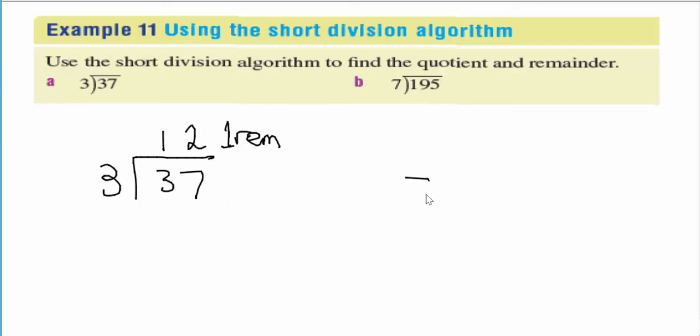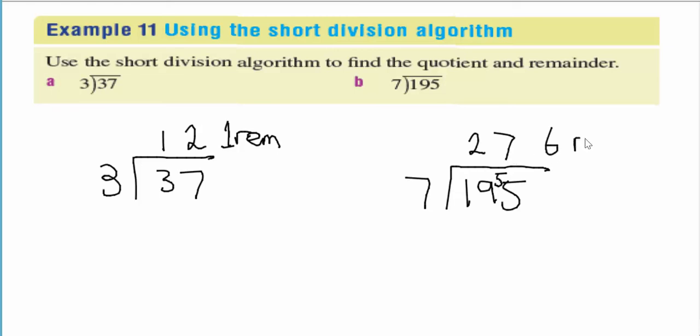Here, 7 into 195. 1 divided by 7 doesn't work, so 19 divided by 7 gives me 2, which is 14. 14 to 19 is 5, so I have to carry the 5 over there. 55 divided by 7, what's the highest I go to, which is 49. So it goes in 7 times, and then there's 6 remainder. So 27 and 6 remainder. Hopefully that makes sense to you.